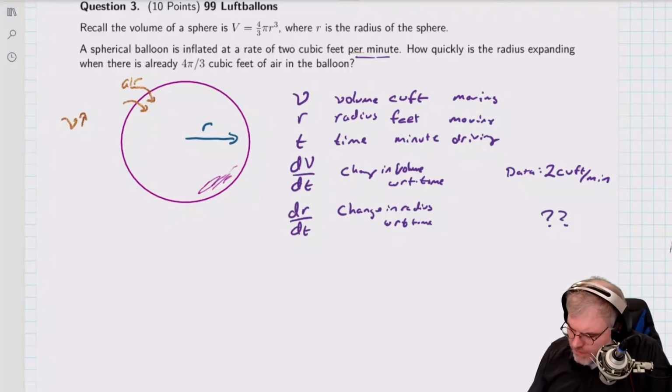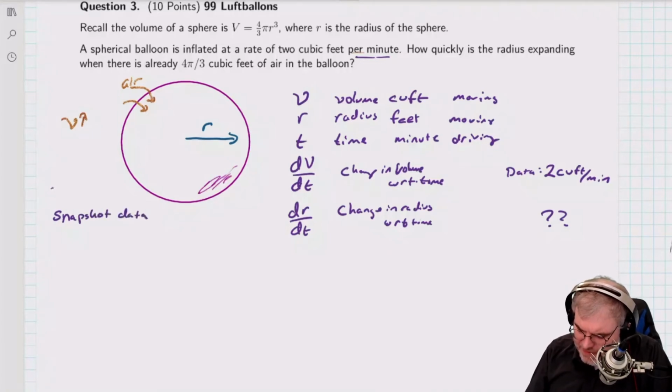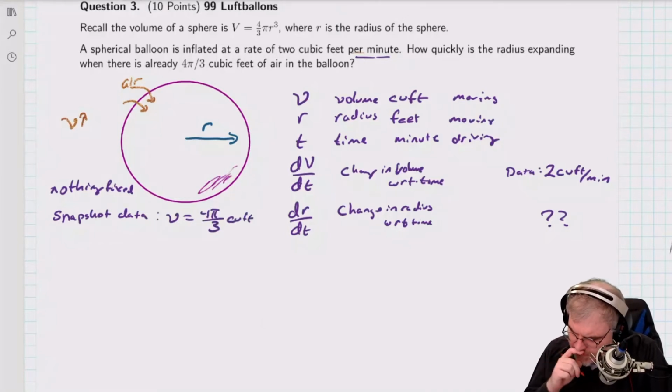All right, so everything's moving. I don't really have anything that's static. I've got some snapshot data, so I've got nothing fixed. And then I've got snapshot data of V equals 4 pi over 3 cubic feet.